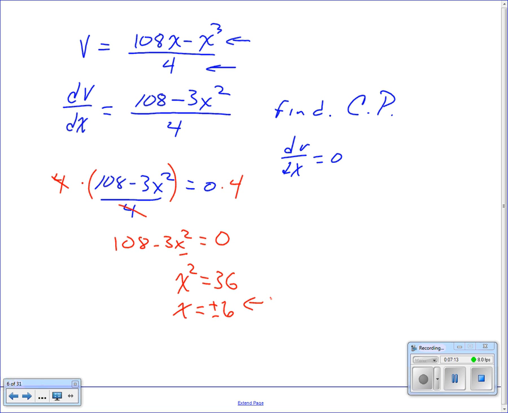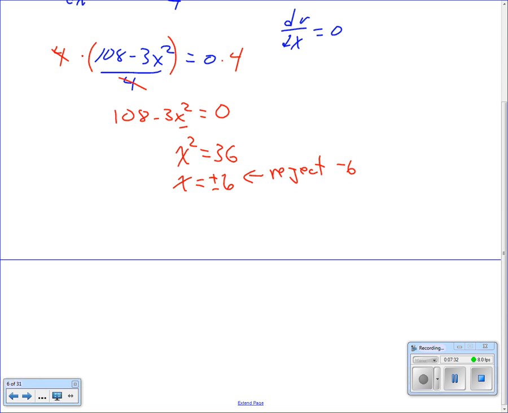Now, I'm going to reject -6 as a possible answer because it can't be the dimension of our box, but it's important because next I need to figure out at those critical points, 6 and -6, whether I have maximums or minimums. So this is going to require us to do a sign analysis.